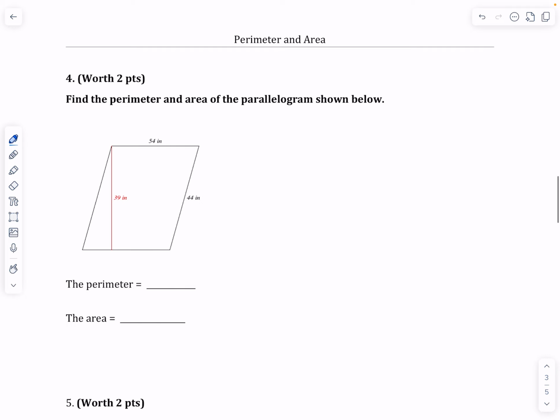Let's look at number 4. Again, we have to find the perimeter and area, so we have to determine what the figure is, and it's a parallelogram. Okay, so perimeter, again, means to add up all the sides. So because it's a parallelogram, you can take the same shortcut as finding the perimeter of a rectangle. So I'm going to do 2 times the length plus 2 times the width. Okay, so the length is 54 and the width is 44. So 54 times 2 is 108 plus 2 times 44 is 88.